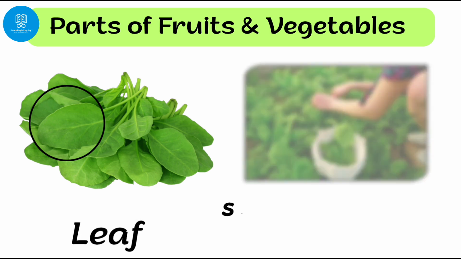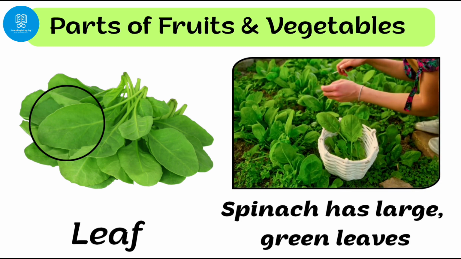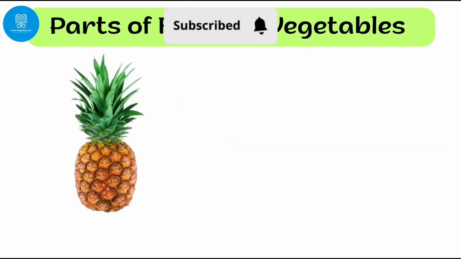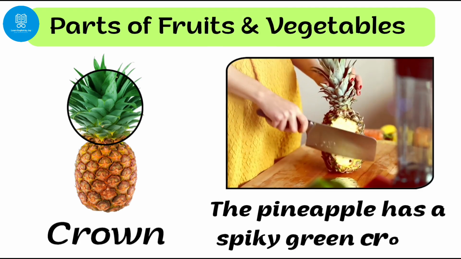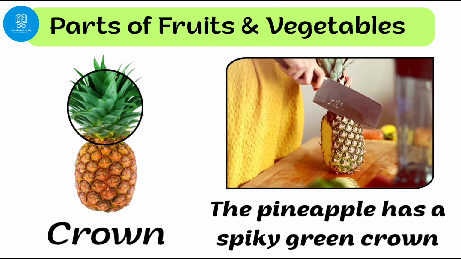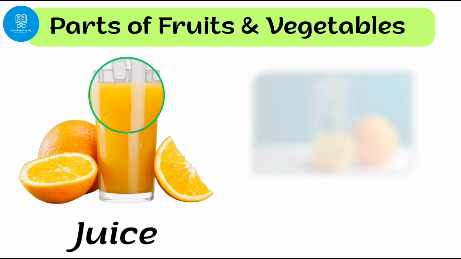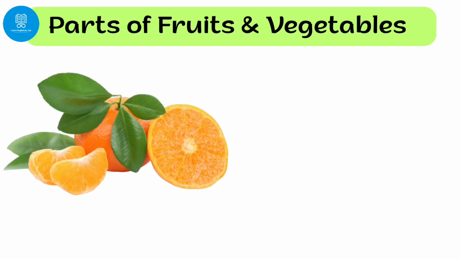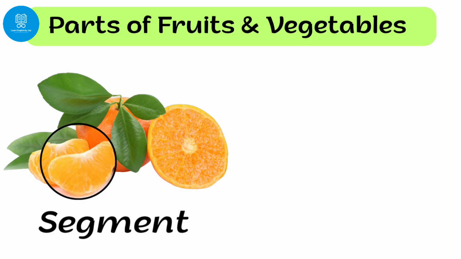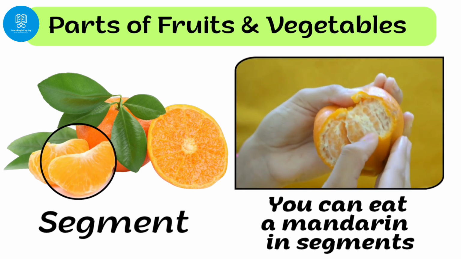Leaf. Spinach has large green leaves. Crown. The pineapple has a spiky green crown. Juice. Oranges are full of juice. Segment. You can eat a mandarin in segments.